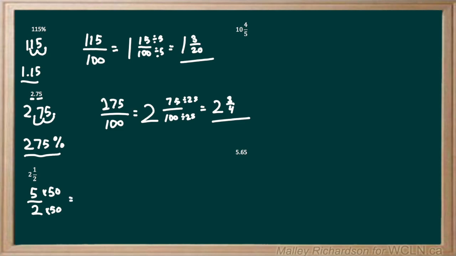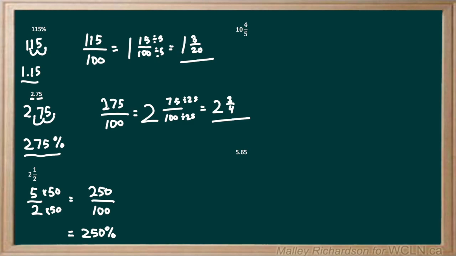5 times 50 gives us 250, and 2 times 50 gives us 100. So now we have 250 over 100, which means our percent is 250%. Now we want to turn 2 and 1/2 into a decimal. Well, we're going to use our percent to do this.